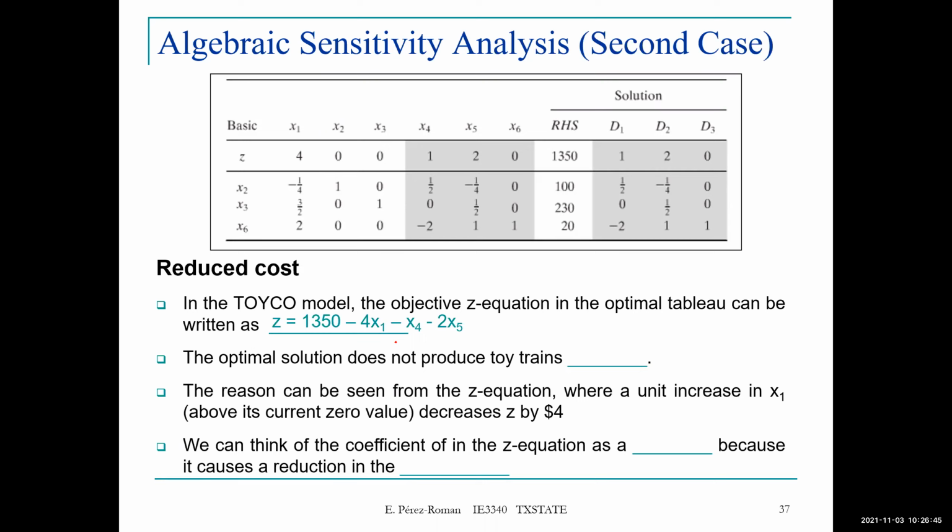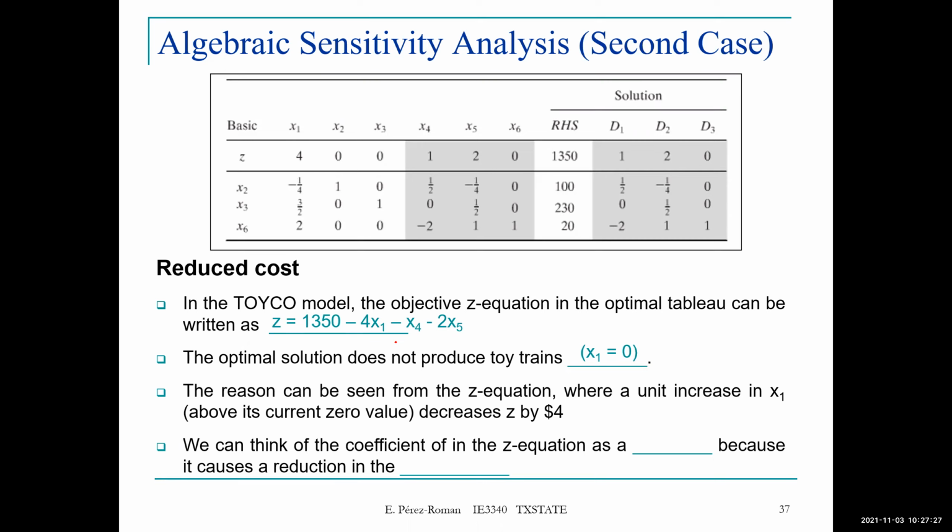That will be the objective function value minus the coefficient for X1, minus the coefficient for X4, and minus the coefficient of X5, which is what we have here. The optimal solution does not produce toy trains, right? We saw that x1 is equal to 0. The reason can be seen from this Z equation, where a unit increase of x1... x1 is not showing up here, so it means that it's 0.